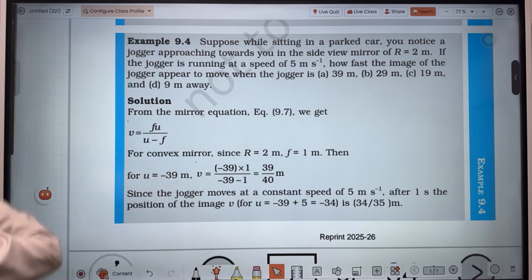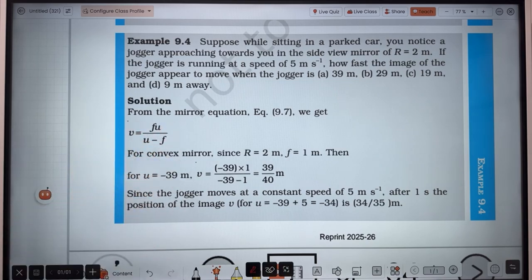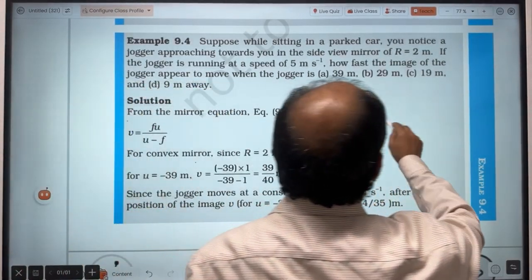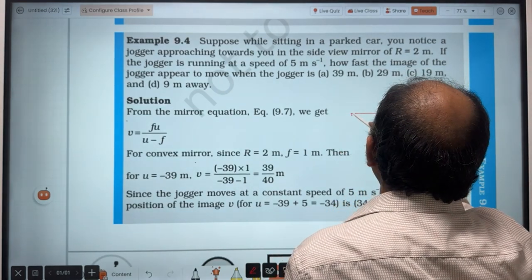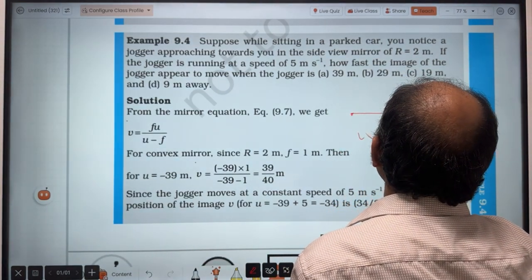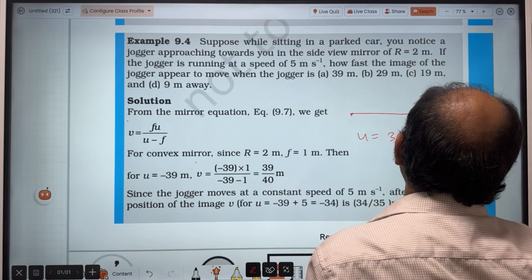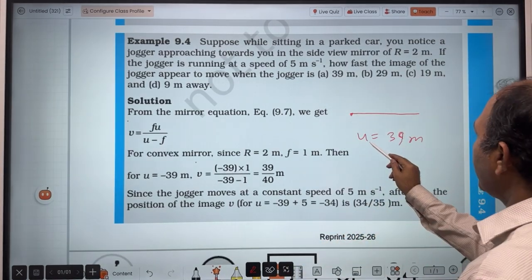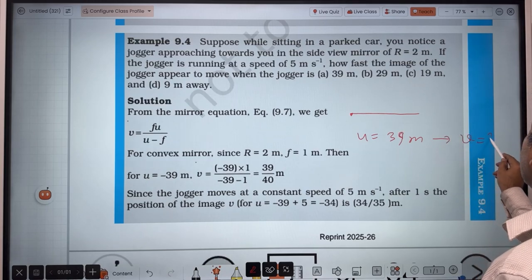But what is the concept behind here? In this, if object is running means you have to consider two situations. Initially, here, suppose object is at this point. So U will be 39 meter in first case, right? Corresponding to this value of U, you have to find out what is V.